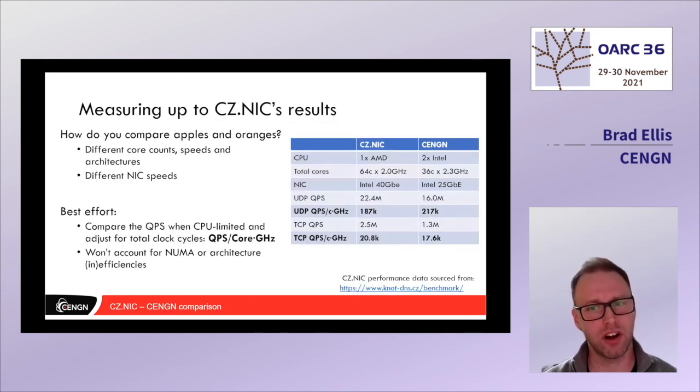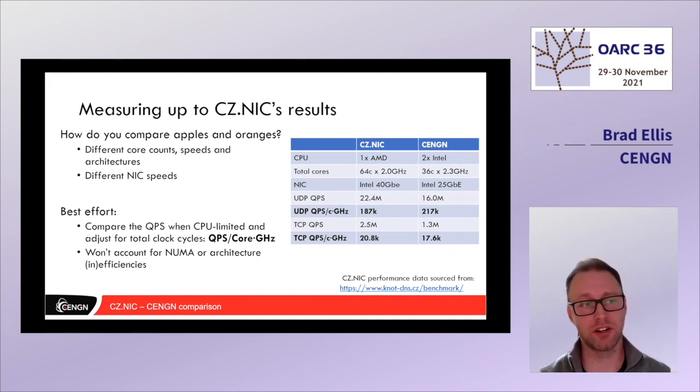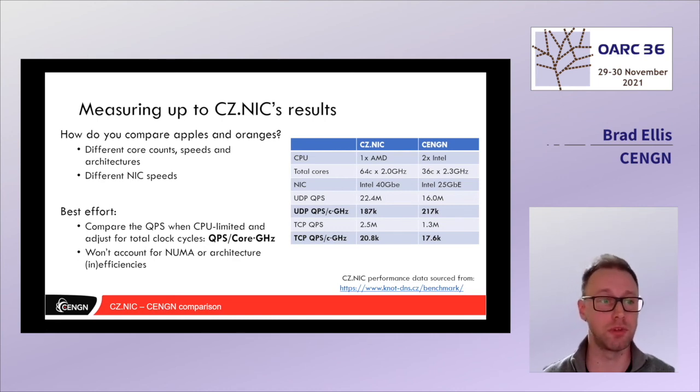So finally, because our numbers don't match up with what CZ.NIC published, because our server is completely different, we had to try and find a way to compare these. We had different CPU counts, different CPU speeds, and architecture, like Intel versus AMD. As well, we had different NIC speeds. CZ.NIC had a 40 gigabit NIC, while we only had 25 gigabit. So the best effort of what we could do is try and find a way to break this down to a more fundamental element. And so we attempted that with queries per second per core gigahertz.